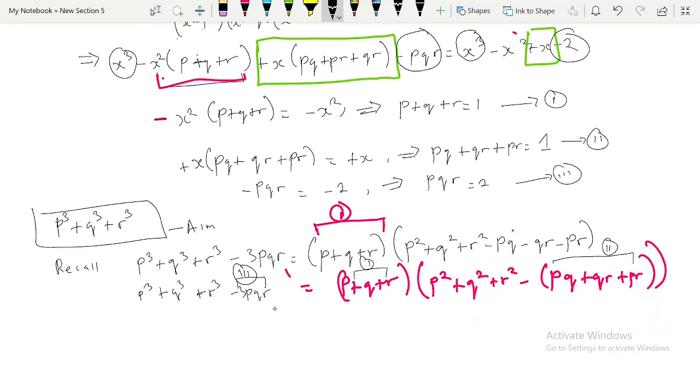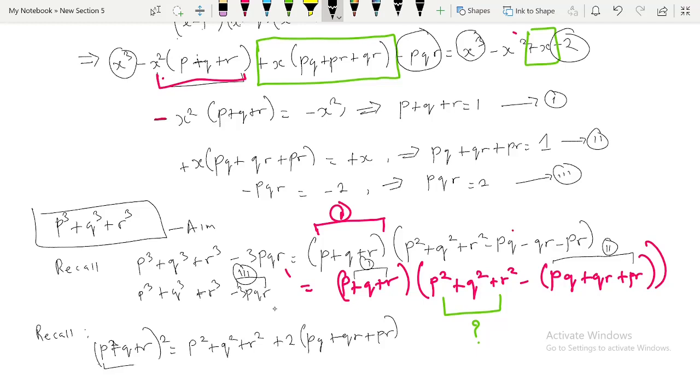We don't have what p square plus q square plus r square is. We don't have this. So how do we find this? It's still like a matter of just factorizations. You still have to recall again for the second time. If you've played around with expansions a lot, you will notice this is true. So we have this, we know this, and we can easily find this by solving.